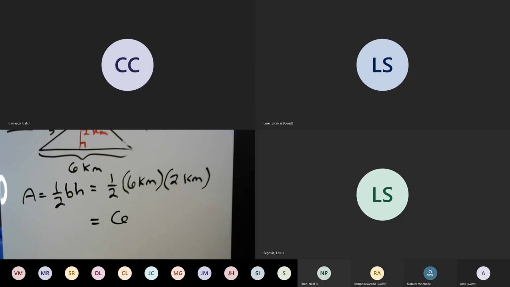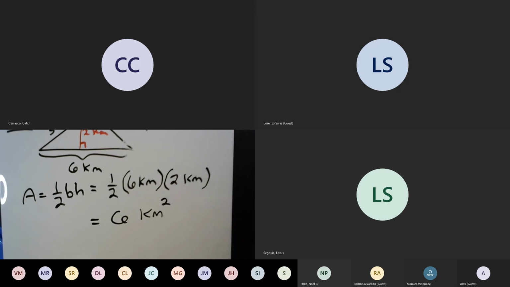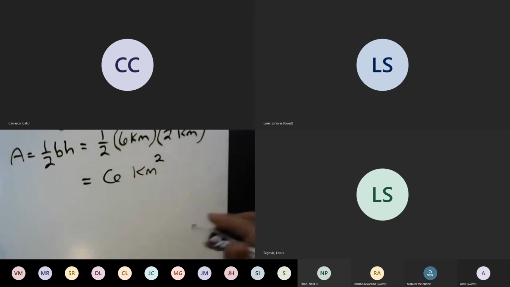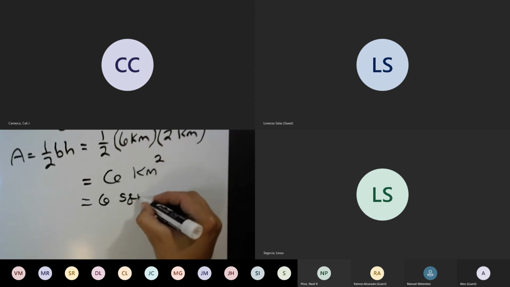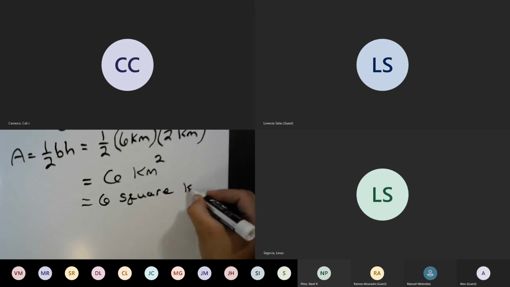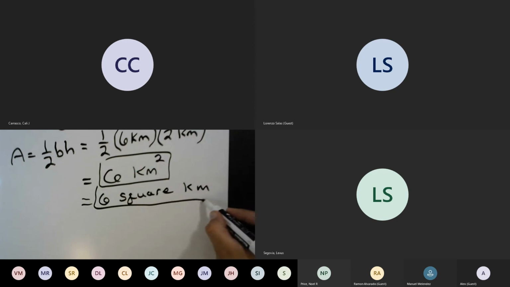Now here's something important with area though. Area, the units are not going to be kilometers. That's only with length. But area, the units are kilometers squared. Or what you might see in XYZ homework, 6 square kilometers. So area will always be in units squared, or square units. So any questions about that?